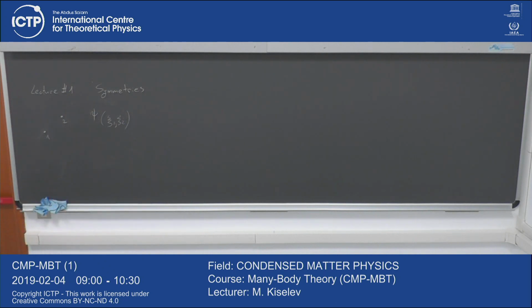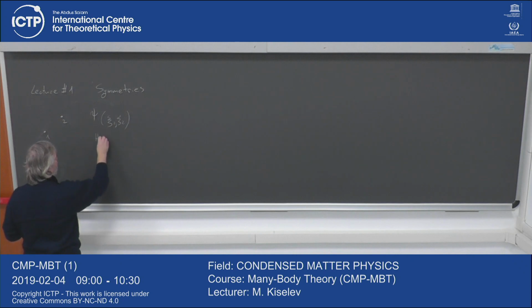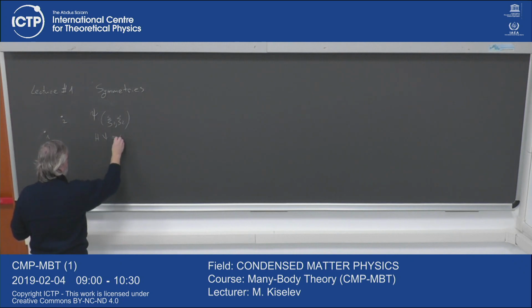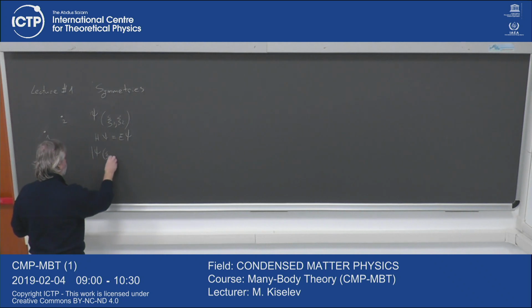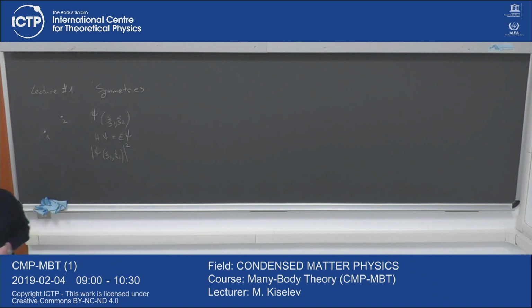So we are dealing with a stationary quantum mechanics, so this wave function is a subject of the Schrödinger equation, H psi equals E psi. And what you know from the course of quantum mechanics is that probability density, something what people can measure, is given by the square modulus of psi(ξ1, ξ2). Okay.